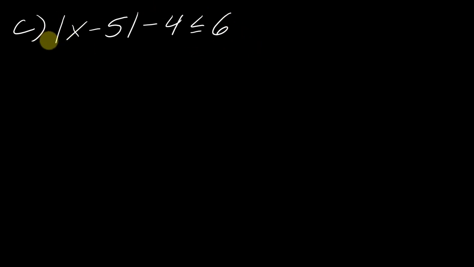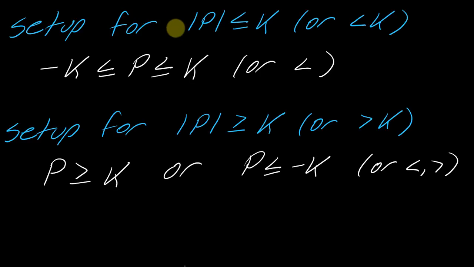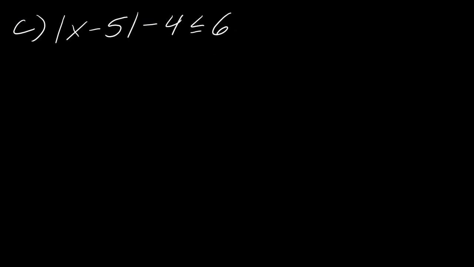So for this one, the one thing I want to point out is, our setups are very literal. So I have to have the absolute values isolated and on the left. So you'll notice that with this particular problem, I have absolute value of x minus 5, minus 4, is less than or equal to 6. So the very first thing I have to do, before I can do anything else, is isolate the absolute value. So this is actually just now going to be less than or equal to 10.